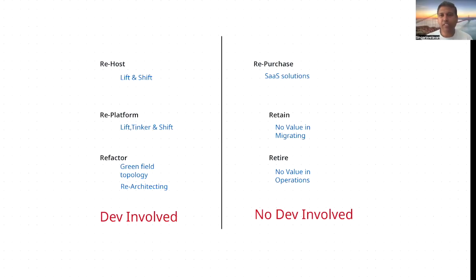In this video, I am going to explain the basic strategies for cloud migration. These are also known as the 6 R's as popularized by AWS. So if you look at this whiteboard, we have listed all the 6 R's or 6 strategies of cloud migration. On the left-hand side, we have rehost, replatform, and refactor. On the right-hand side, we have repurchase, retain, and retire.